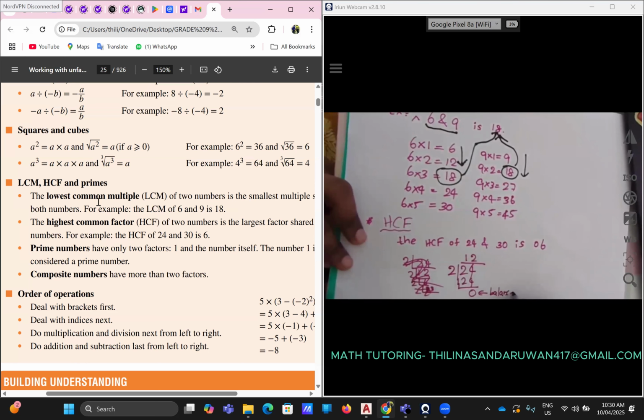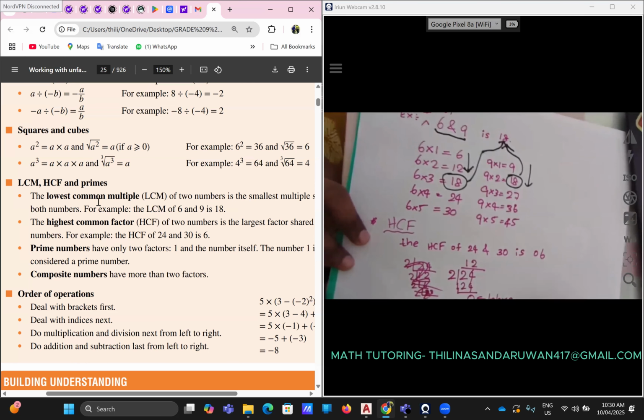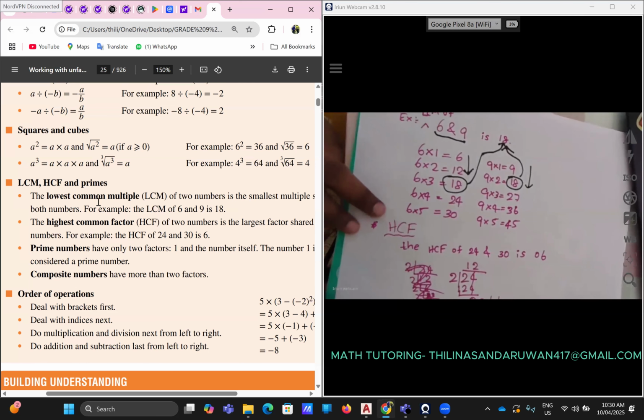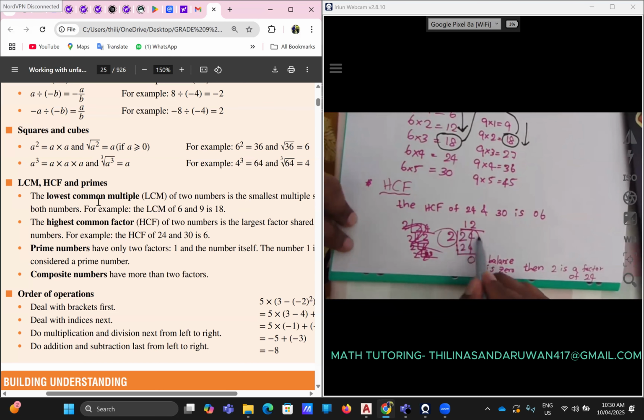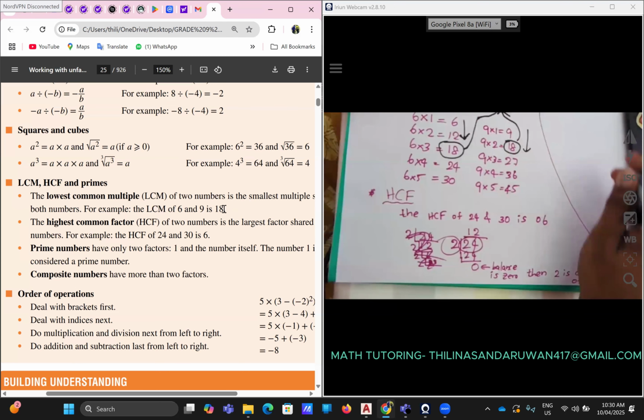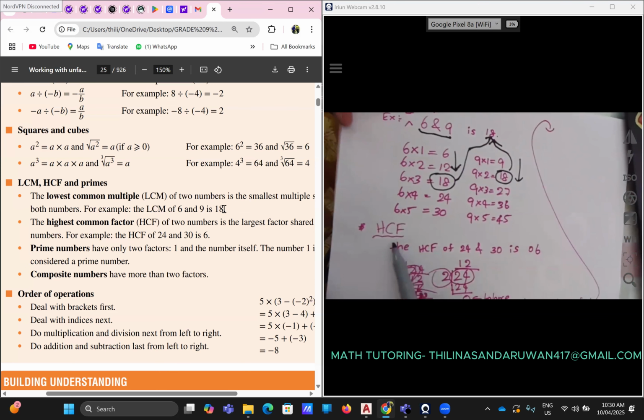The balance is 0. Then 2 is a factor of 24, right? 2 is a factor of 24. If you divide the number by a lower number and finally get a zero balance, then that number is a factor of this number. So HCF means highest common factor. You should get all the factors of 24 and 30, and then find the highest common factor of both of these integers.